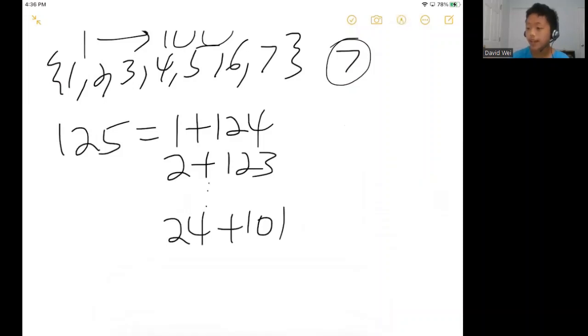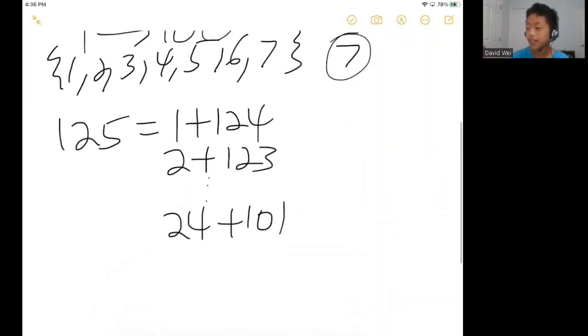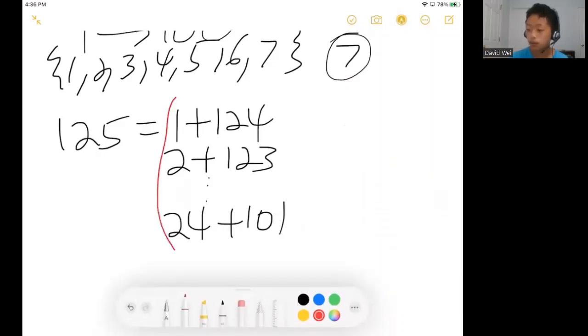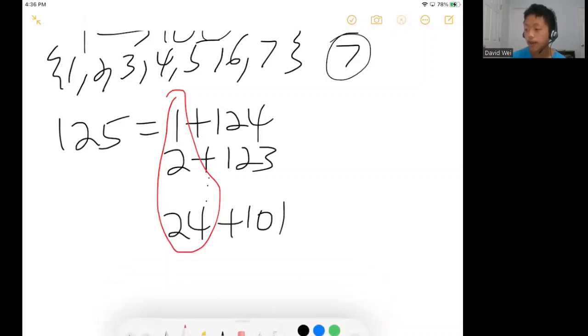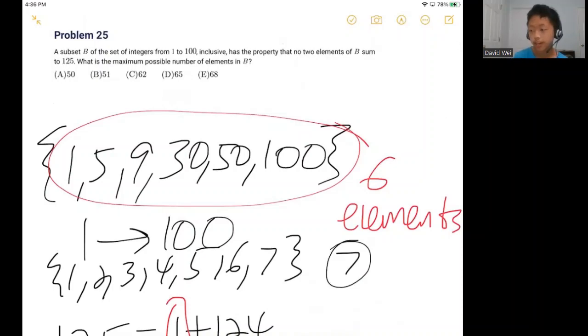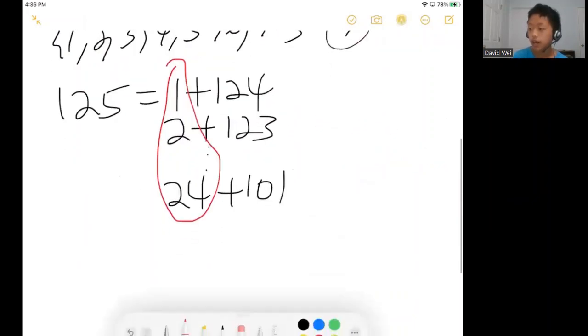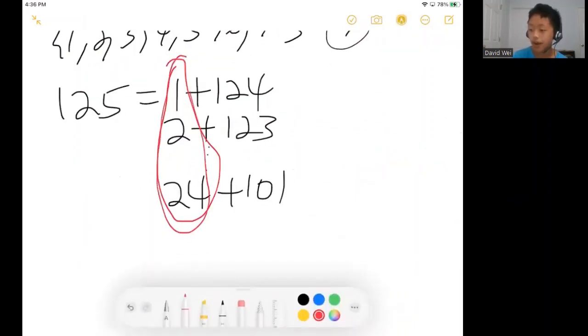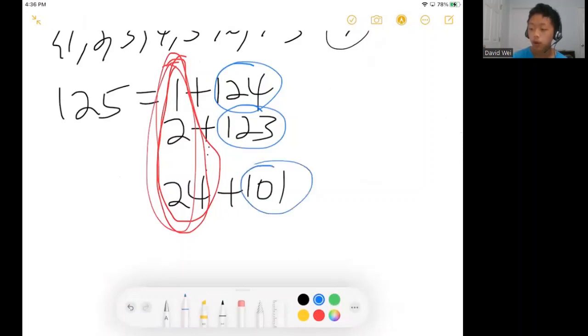But notice these numbers on the left here from 1 through 24. Remember that the numbers in our set have to be less than or equal to 100. The original question says the subset has to be chosen from the numbers from 1 through 100, so the numbers can't exceed 100. But notice that the numbers in this red circled area, the corresponding numbers that they pair with, like 1 pairs with 124, 2 pairs with 123, and so on, 24 pairs with 101, these blue circle numbers are not in the range.